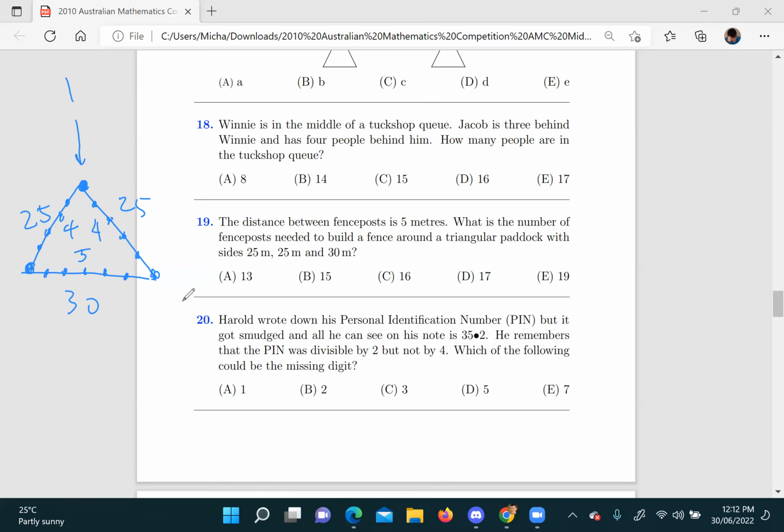yeah? Wait, why 3 on the outside? There's 3 corners. I said 16. But that has 7 on this row. I think there's 7. 1, 2, 3, 4, 5. Yeah, so there's 7. So there's 6 fences, yeah? No, there's 7 fence posts.